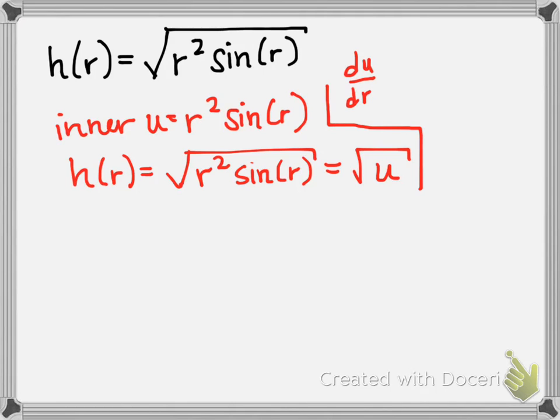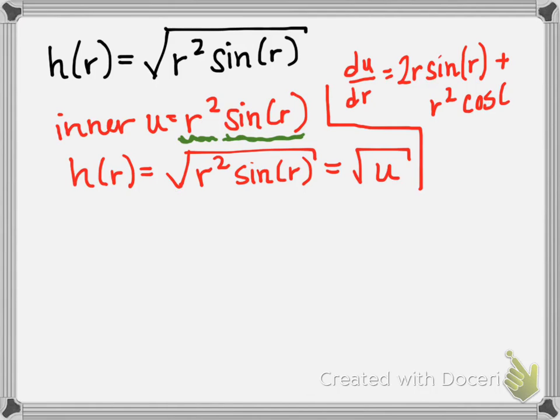So we compute du dr. In this case, to compute du dr, we're going to need to use the product rule. We have r squared times sine of r, so we get 2r sine of r. We took the derivative of r squared and left sine r alone. Now we're going to add to it what we get when we leave r squared alone times the derivative of sine of r, which is r squared times cosine of r. So all of that is du dr using the product rule.